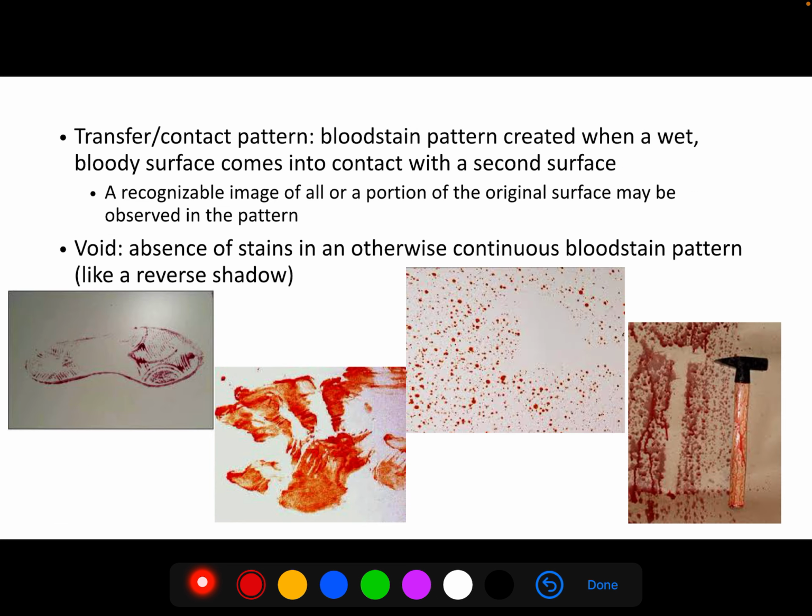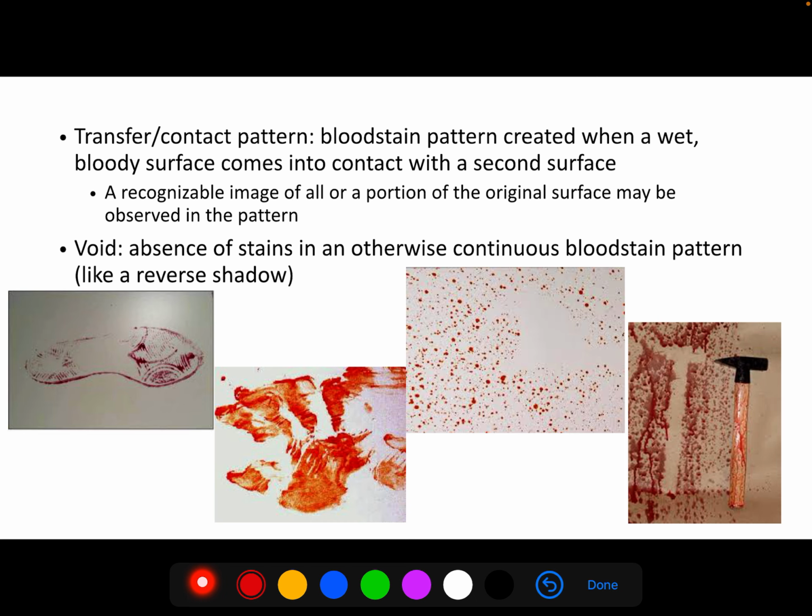Where we mentioned contact stains earlier, a lot of times those can also be referred to as transfer stains or transfer patterns. These are patterns created when a wet, bloody surface comes in contact with a second surface. And a lot of times we're not just seeing that there was a foot that went through here, but we can actually see an image of the original surface that deposited the blood.